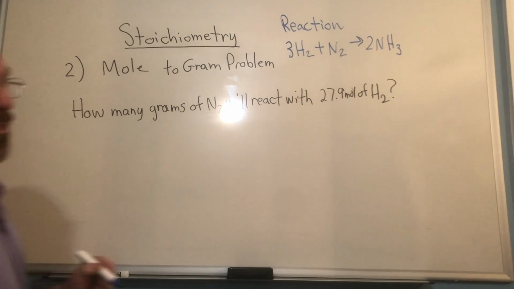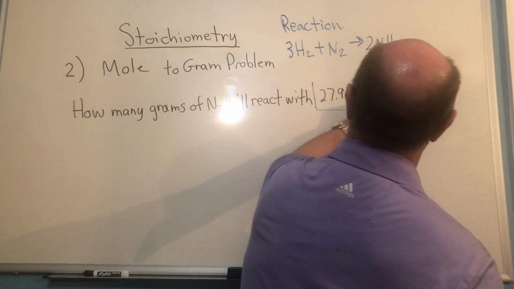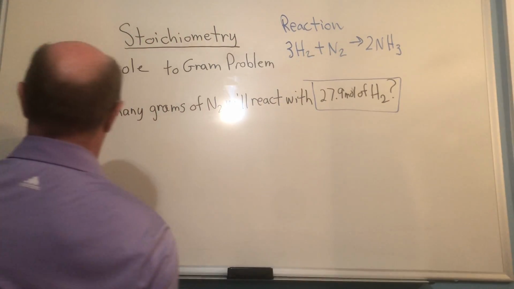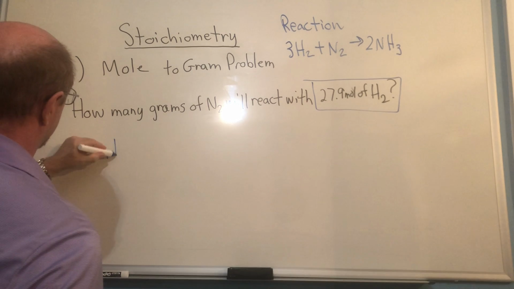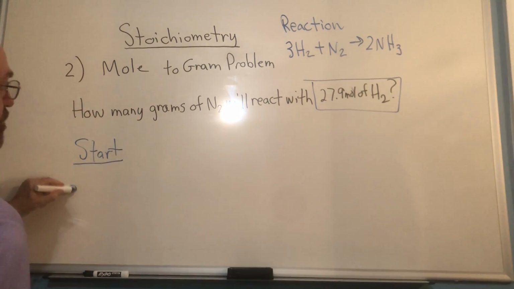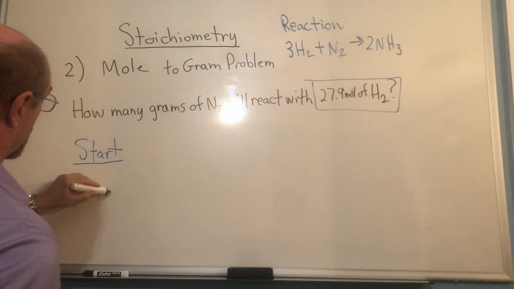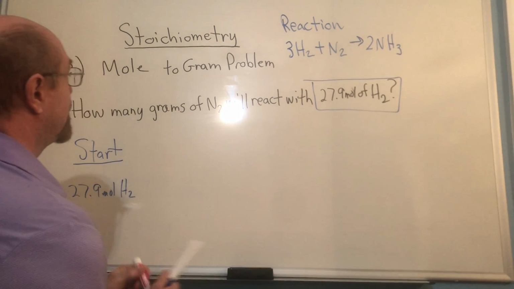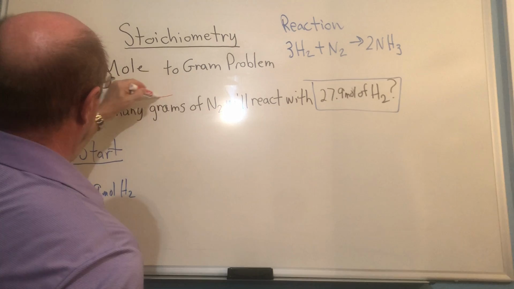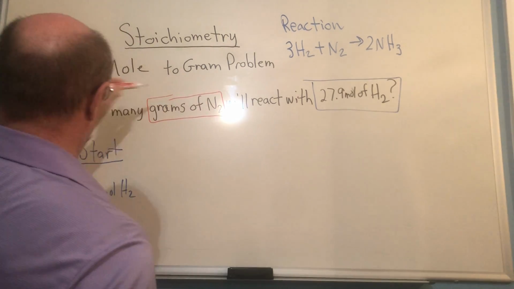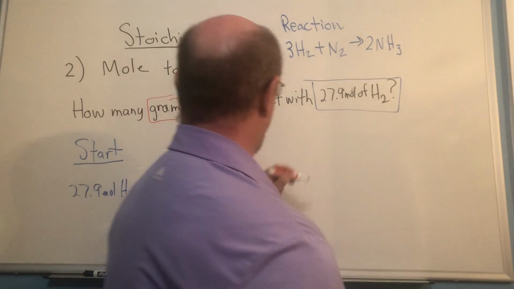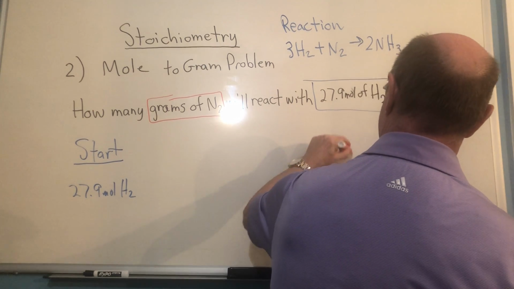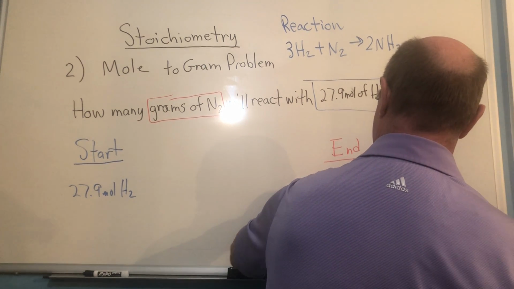What are we starting with? You always start with the numerical amount. So we're starting with 27.9 moles of H2. And you always want to identify what you're heading towards. We're heading towards grams of N2. So our end is grams of nitrogen.